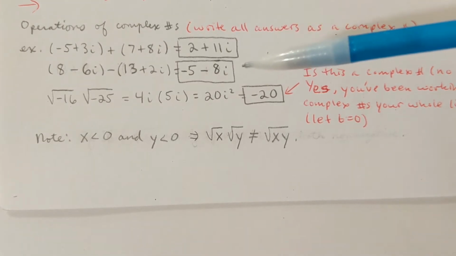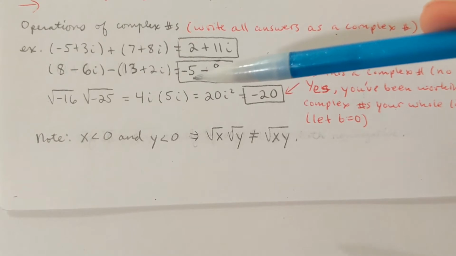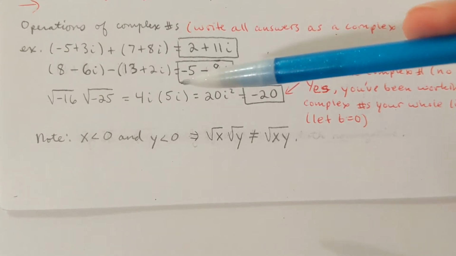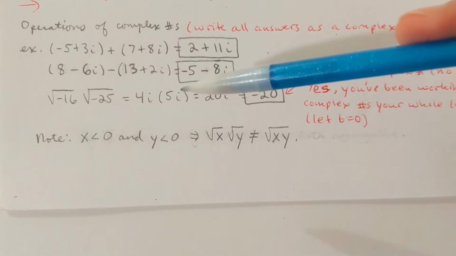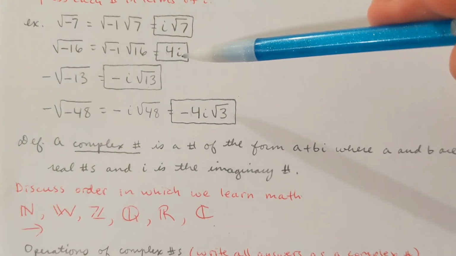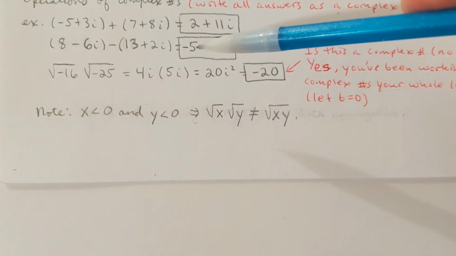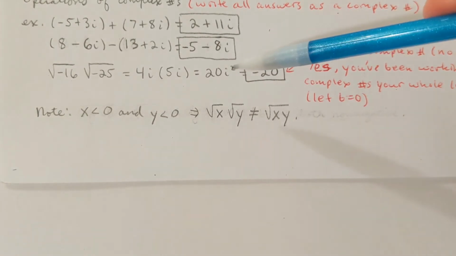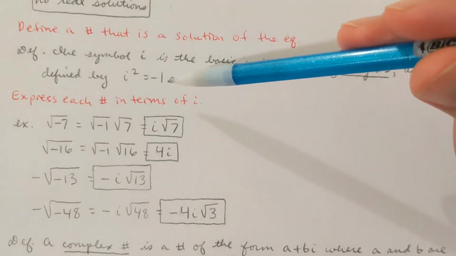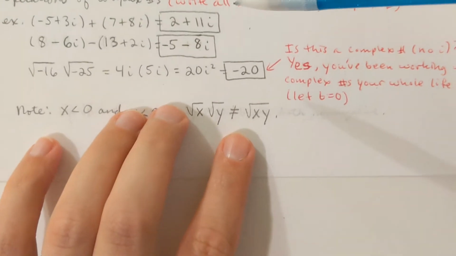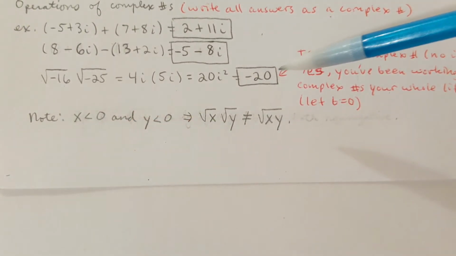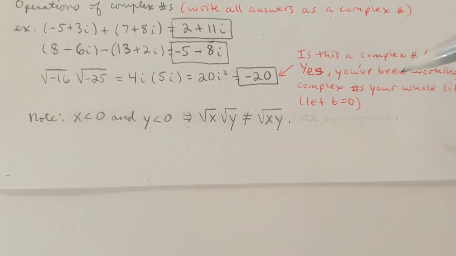Okay, now with multiplication and division, it's kind of different. Suppose with multiplication, we have the square root of negative 16 times the square root of negative 25. Well, the square root of negative 16 is 4i. I've already done that one. The square root of negative 25 is 5i. 4i times 5i is 20i squared, and i squared is negative 1. So 20 times negative 1 is negative 20.